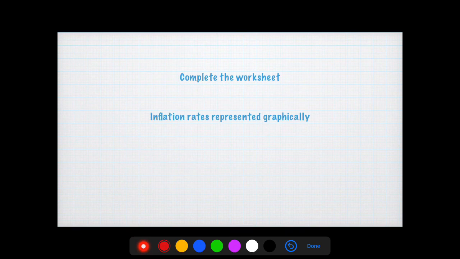Please will you complete the worksheet? It's based on inflation rates and how they are drawn graphically.